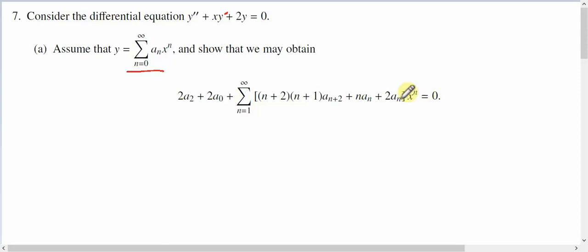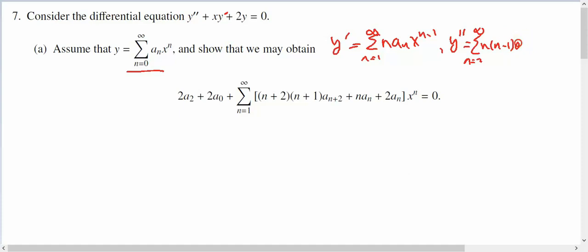can get this relationship. And so that comes from taking our derivative, which is going to be sum n equal 1 to infinity, n a_n x^(n-1), and taking our second derivative, it's going to give us the sum n equal 2 to infinity, n(n-1) a_n x^(n-2). So I'll plug those in here.